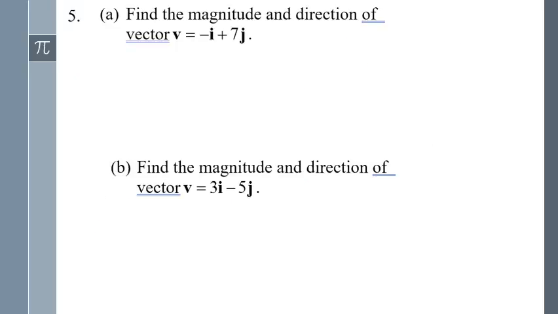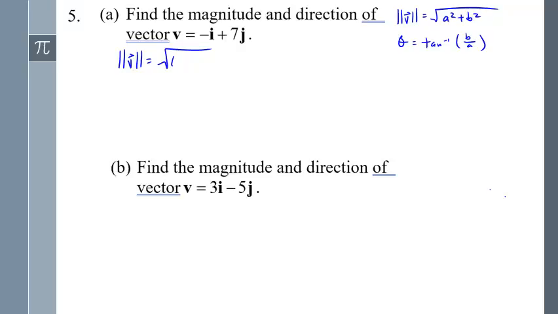All right, for 5a and b, we're finding the magnitude and direction of the given vector, whether we are in component form or linear combination like we are here. We're going to use the formula for magnitude, the square root of a squared plus b squared. Remember, a is the x component, b is the y component, and then the angle is the inverse tangent of b over a. So for 5a, the magnitude of v is equal to the square root of -1 squared plus 7 squared, which is radical 50, which is going to be 5 radical 2.